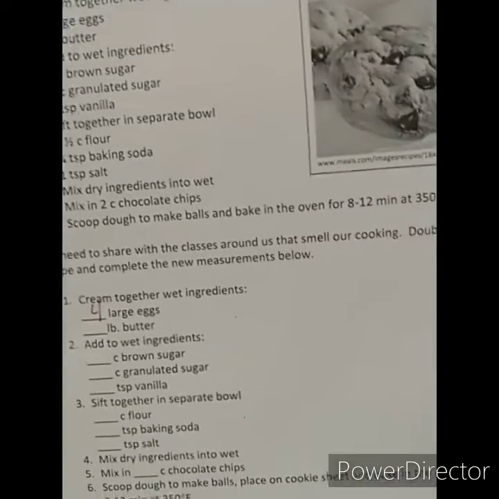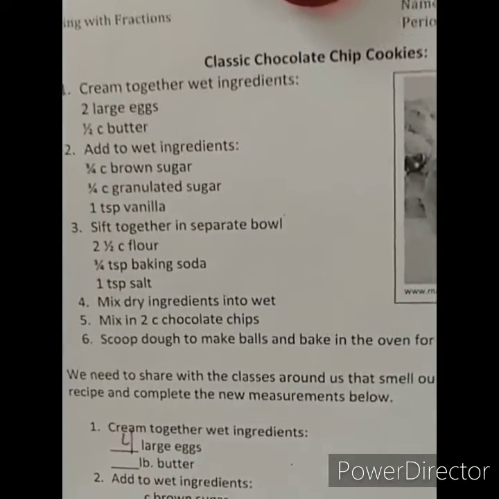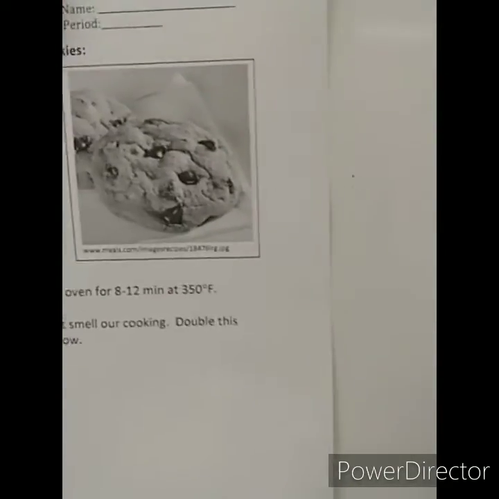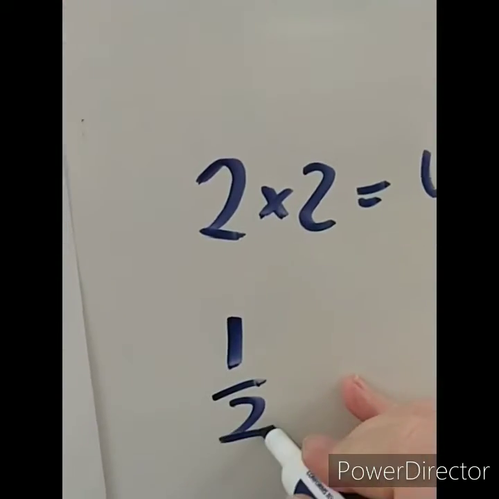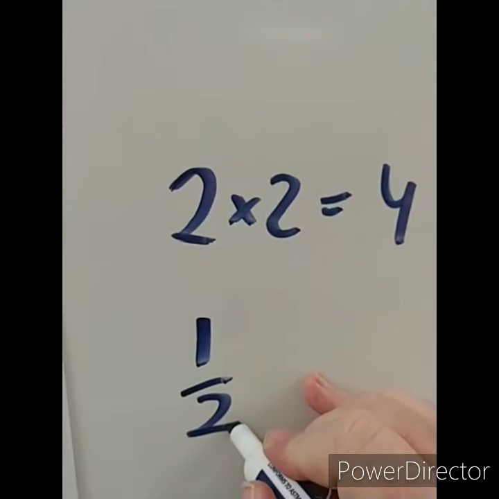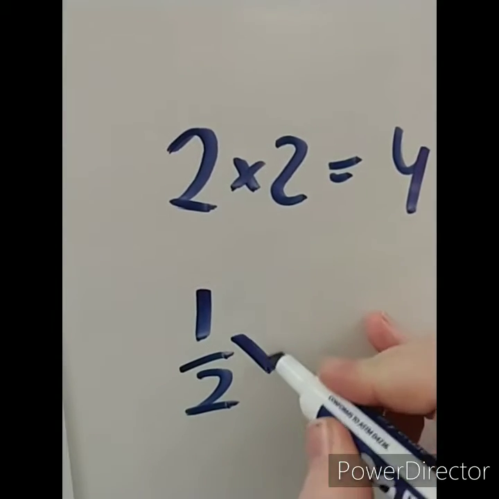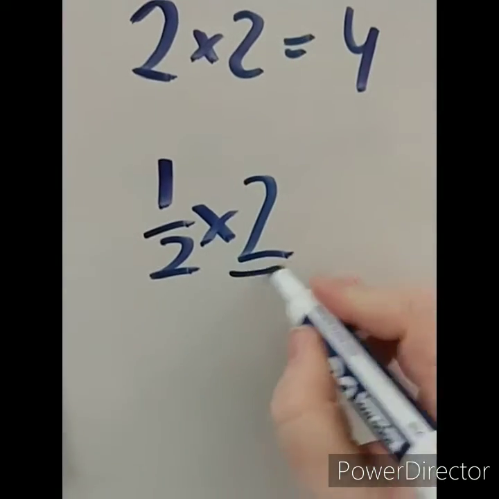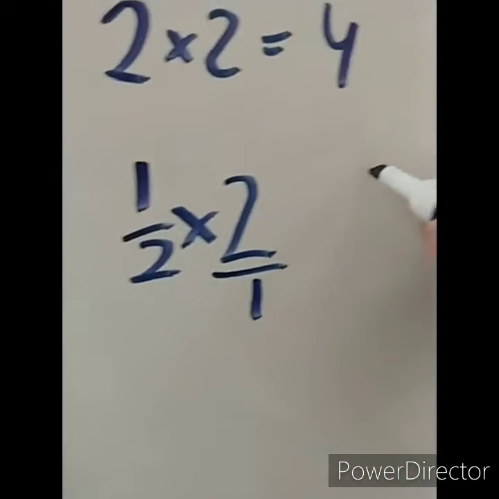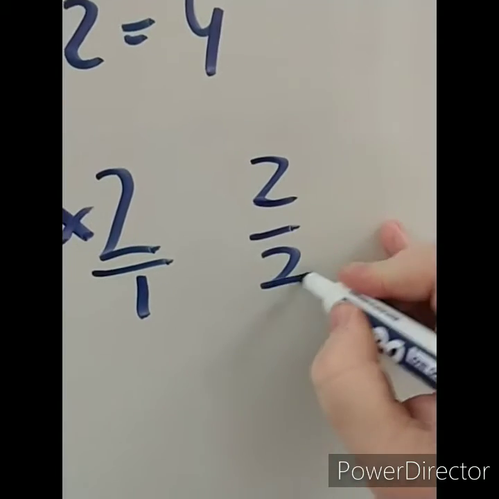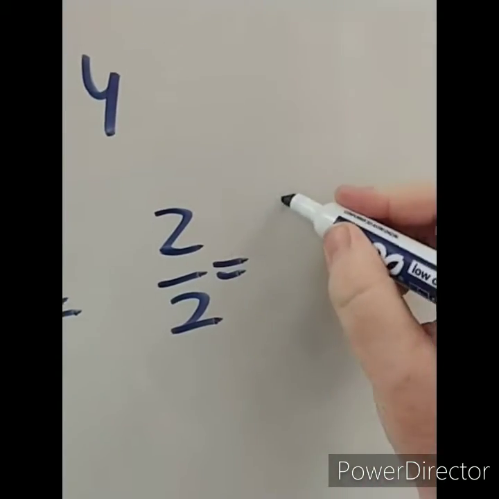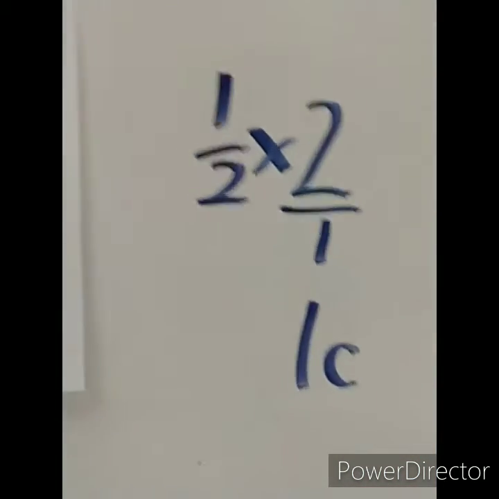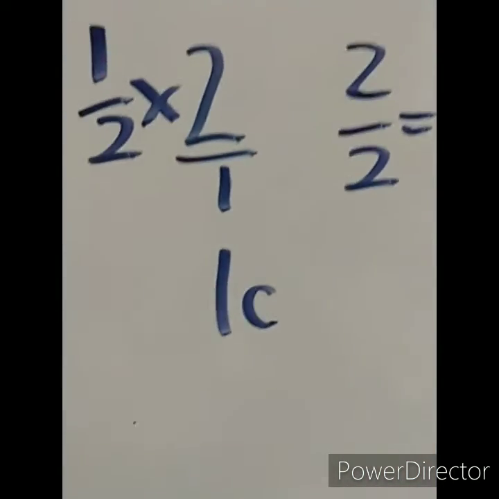Next, I need to do the butter. Ooh, the butter's a fraction. Hopefully you all know how to multiply fractions. I have 1/2 of a cup of butter that I'm supposed to be using. I want to make 2 of the recipe, which is 1/2 times 2 over 1, which is 2 over 2. 2 over 2 reduces to 1, so I need 1 cup of butter.